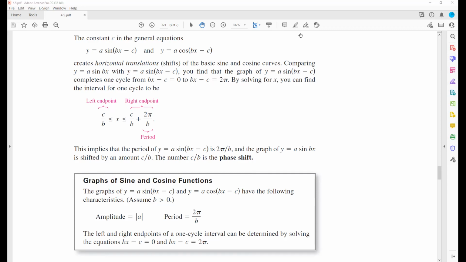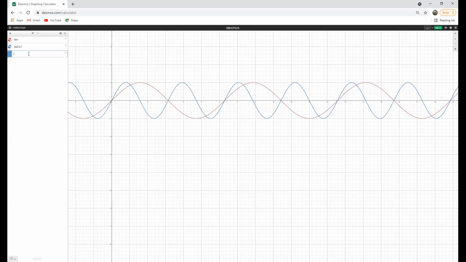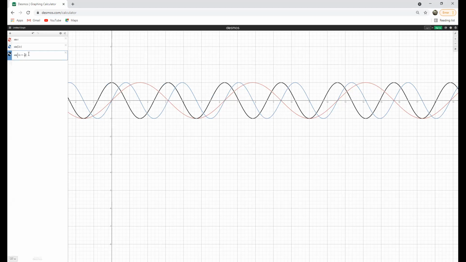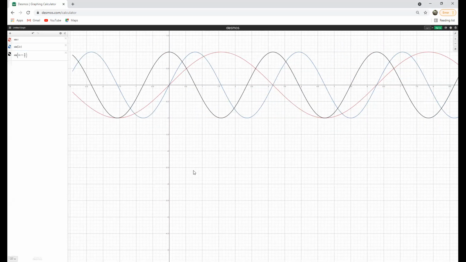Let us take a look at some graphs to feel more comfortable. Very well. So let us analyze sine of 2x and then sine of 2x plus pi over 2, for example. Okay, let us take a look at the graphs a little bit more closely.